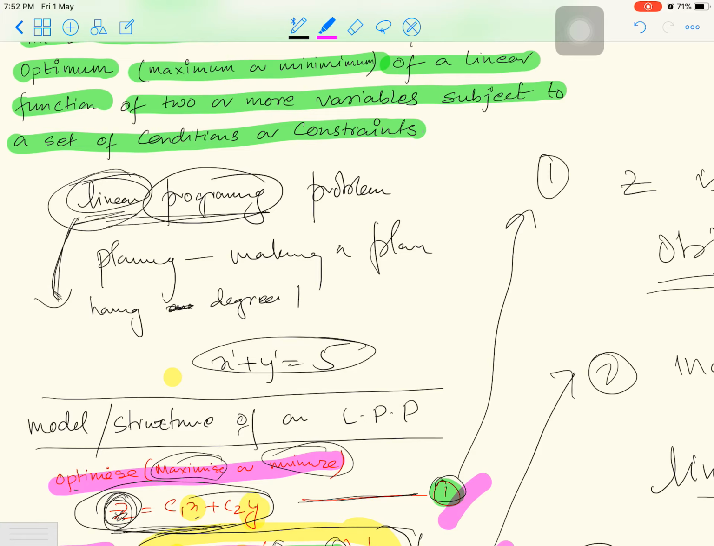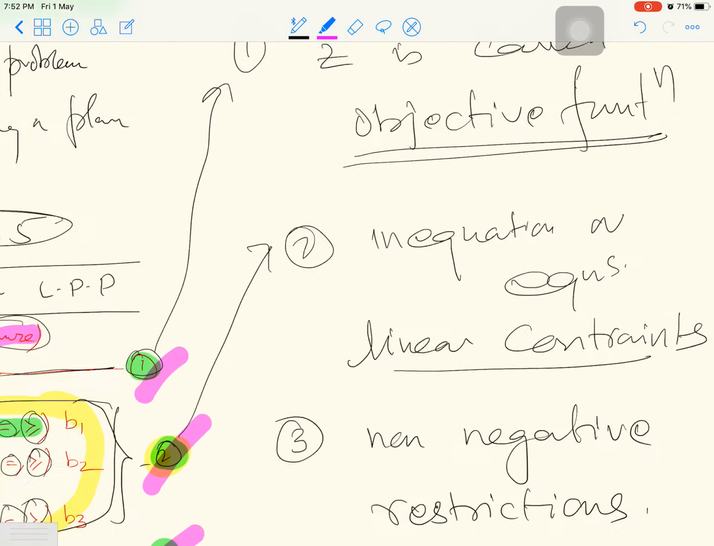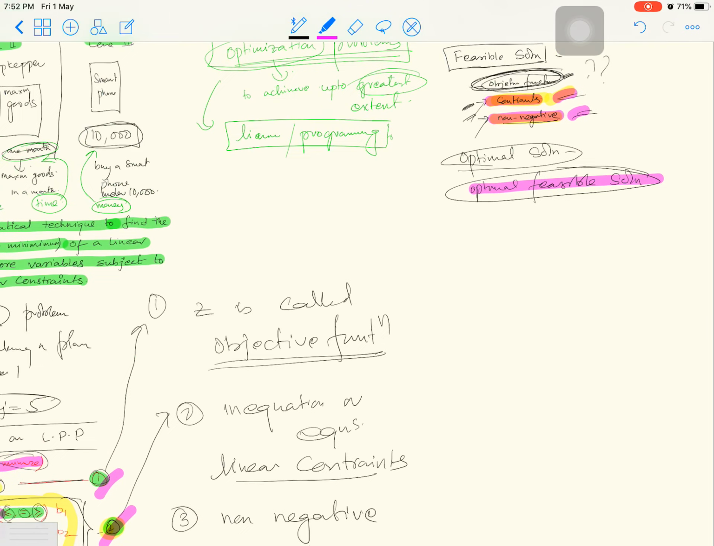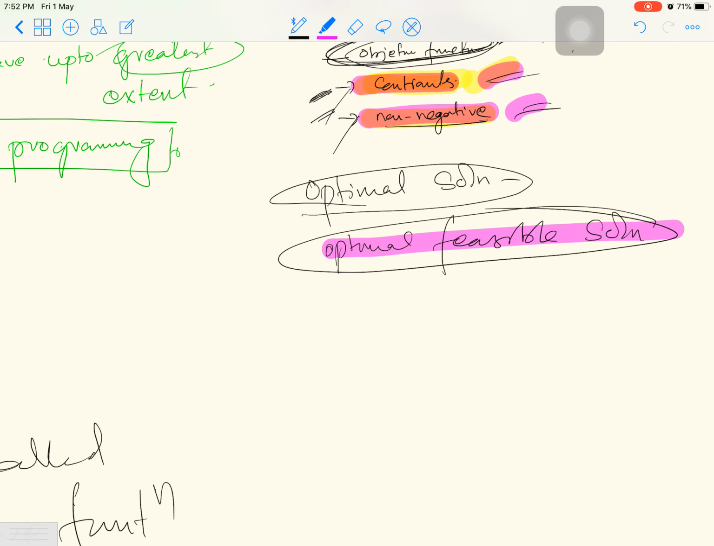Here we have the model of an LPP. I'll revise it again. It has three parts: the objective function, the constraints given by 2, and the non-negative restriction given by 3. Some important definitions that we came across: a feasible solution means those answers which will satisfy 2 and 3, that means the constraints and the non-negative restriction. There can be many such answers, but the one which optimizes the objective function is called the optimal solution or optimal feasible solution. So finally, we are looking for an optimal feasible solution in every linear programming problem.